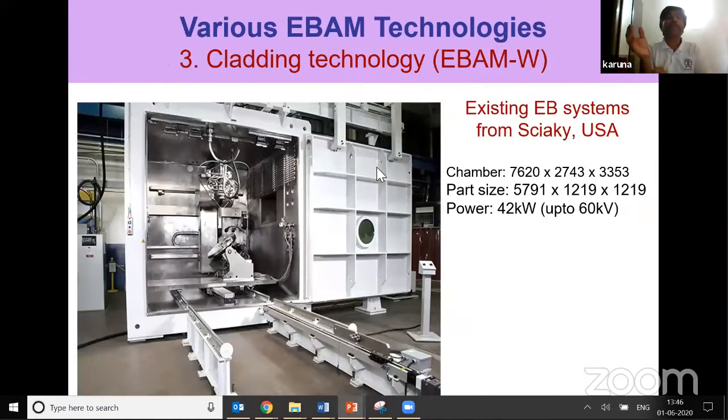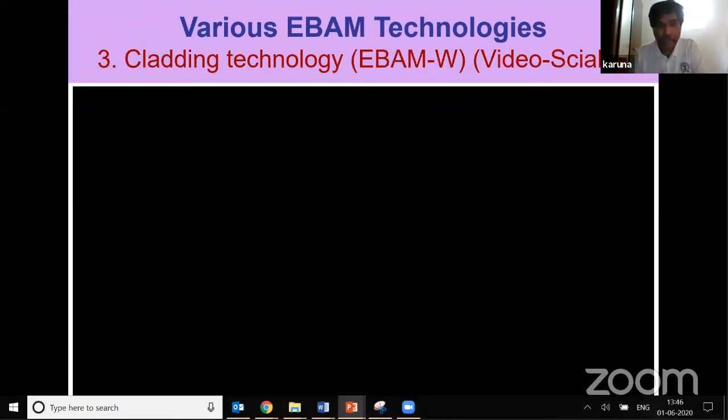Okay, so right now we have seen two methods. One is powder bed technology, where you spread powder and write on it with laser or electron beam. The other method is you do welding only. It is more like a welding process. I'll show the video of it.